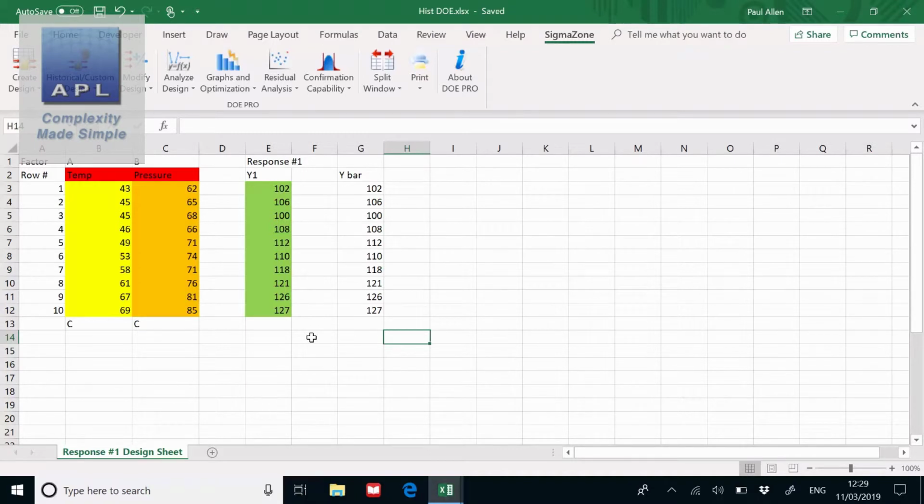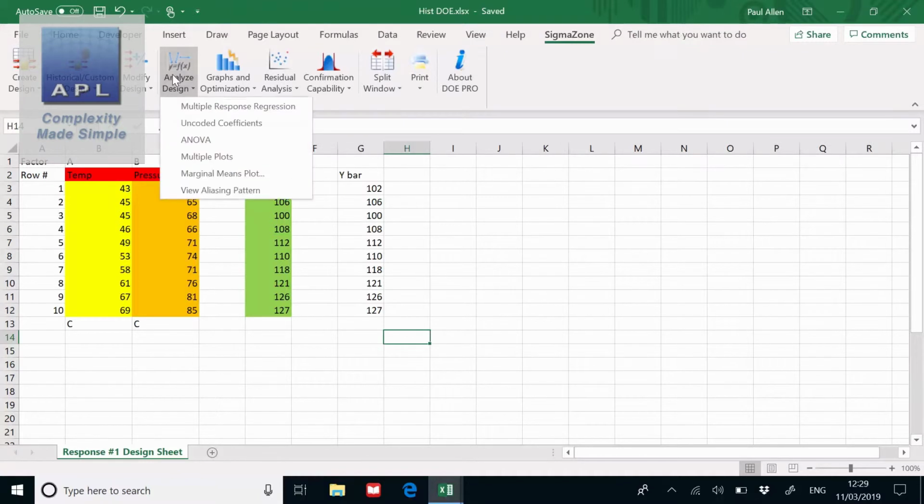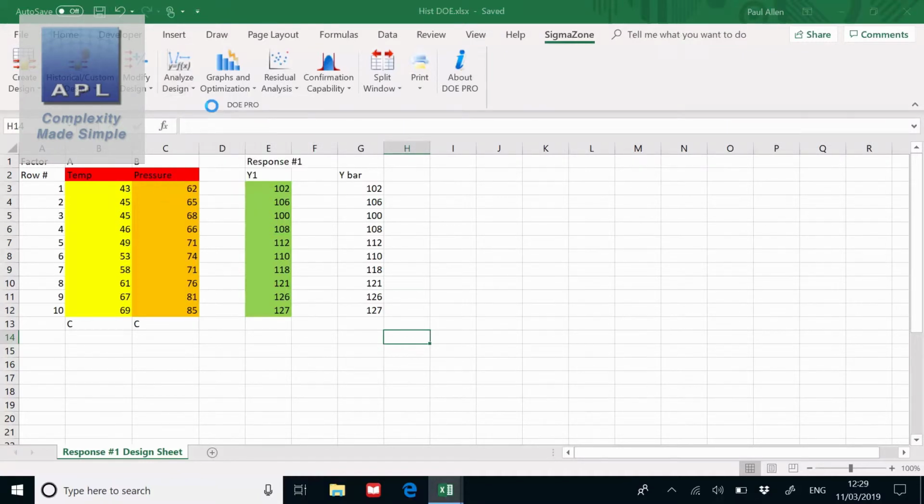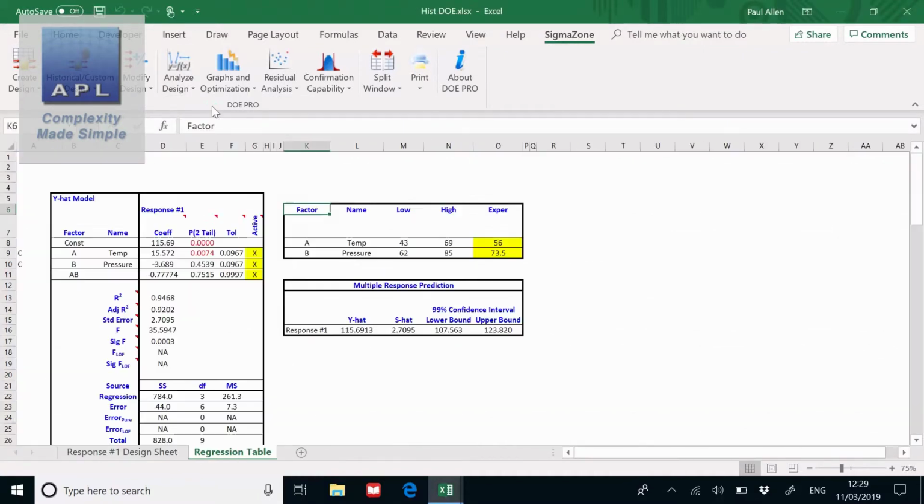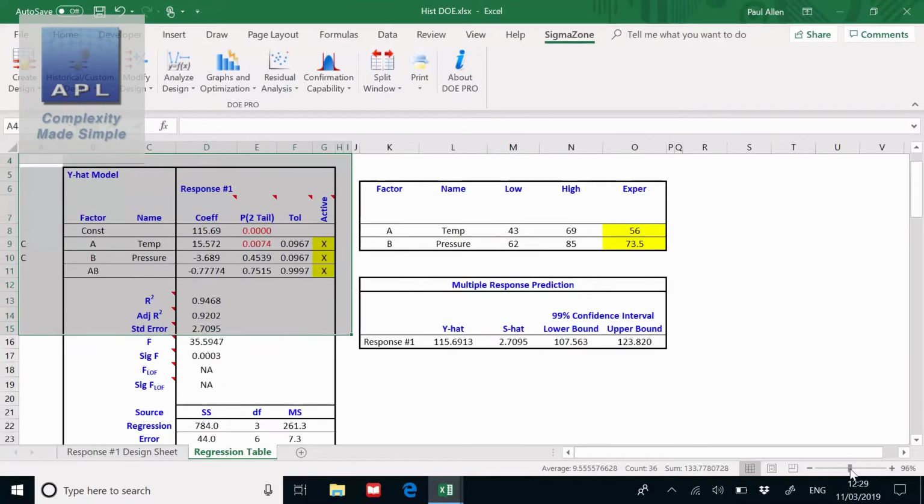Now my DOE software is going to tell me how much confounding I've got, so it's going to explain that to me. So if I go analyze design, multiple response regression, I get a little regression table here. I'll just blow this up so we can see it a little bit better.